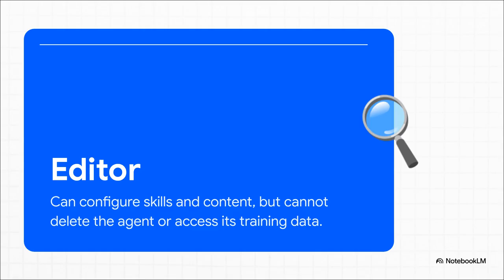Now, this next role is super useful. The editor is for your specialists. Maybe it's a writer who needs to polish an agent's personality or a developer who's plugging in a new skill. They can get in there and work on the agent's configuration and content, but they can't touch the core training data or make any big admin changes.